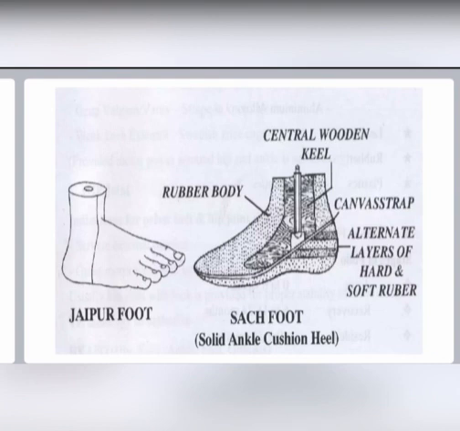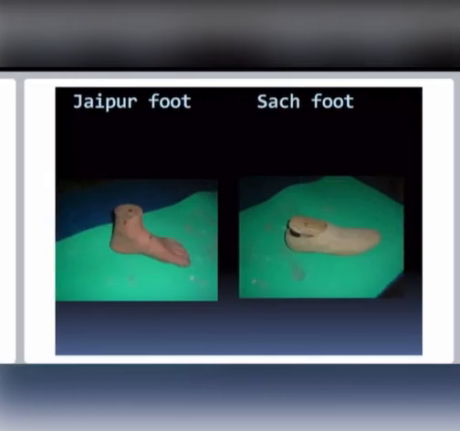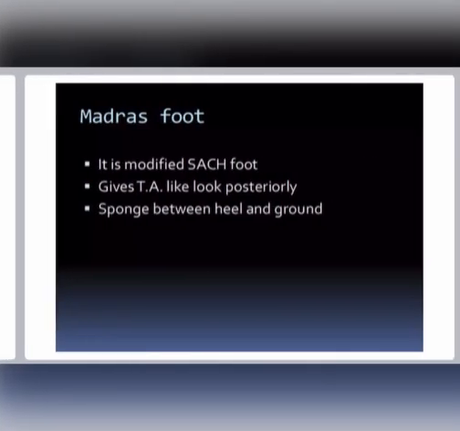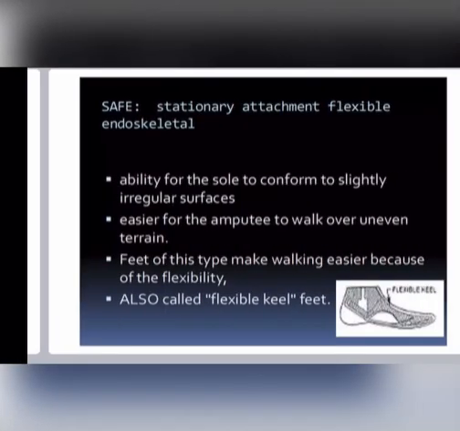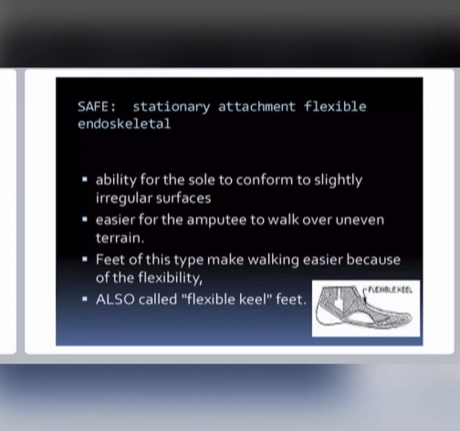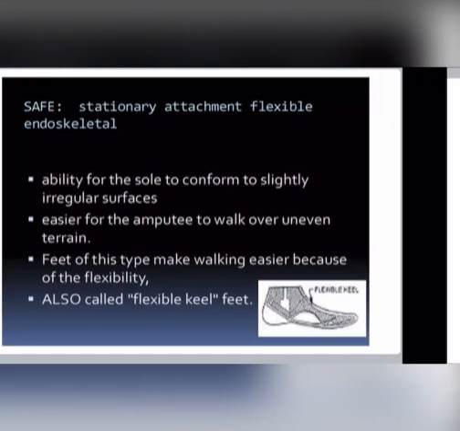Central wooden wheel, rubber body, alternative layers of hard and soft rubber: SACH foot, Jaipur foot. Madras foot: it is a modified SACH foot, gives a tendo-Achilles-like look posteriorly, with a sponge between the heel and the ground. Satisfactory attachment, flexible endoskeleton. The sole is able to conform to slightly irregular surfaces, making it easier for the amputee to walk over uneven terrain. Feet of this type make walking easier because of the flexibility, also called flexible keel feet.